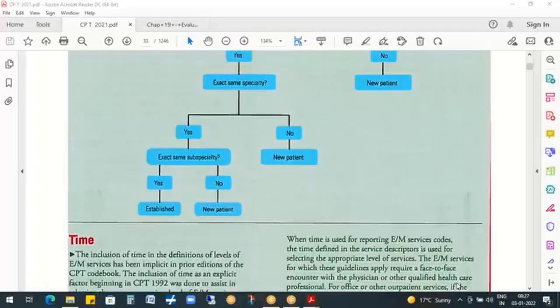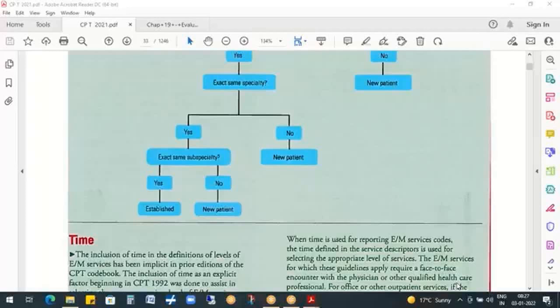Next one, make a heading. Only 2 points, you just note down. Initial service means a physician is providing. New patient key terms. Yes, Vishnu, any questions? Initial service, new patient. Okay. New patient key terms, sir. Yes, but you can write down the definition.